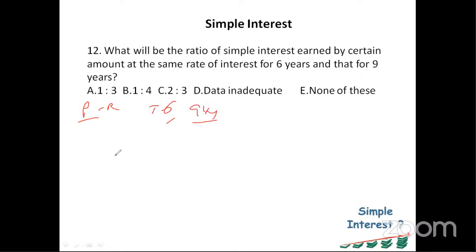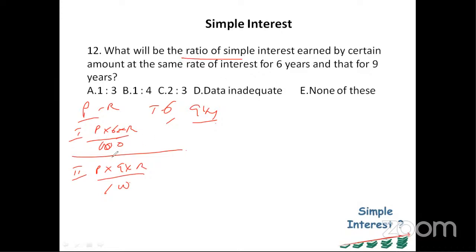So let us try to find out the ratio. First case, it will be P into T, which is 6, so P into 6 into R by 100. Second case, it will be P into 9 into R by 100. Now, since they are asking the ratio, we will simply divide them.